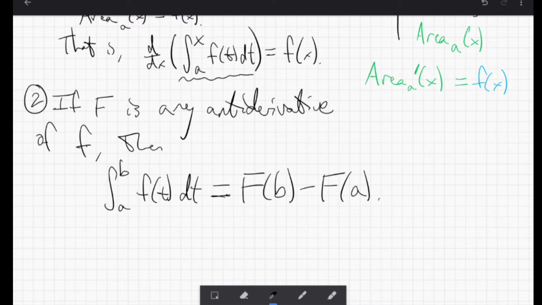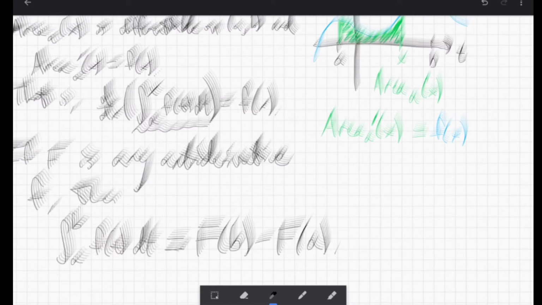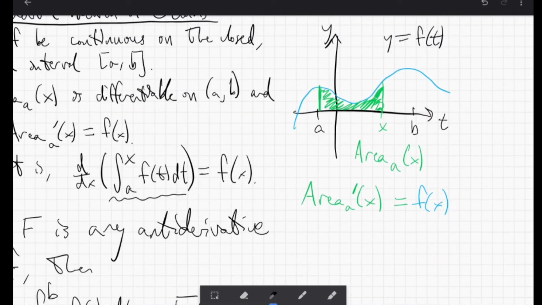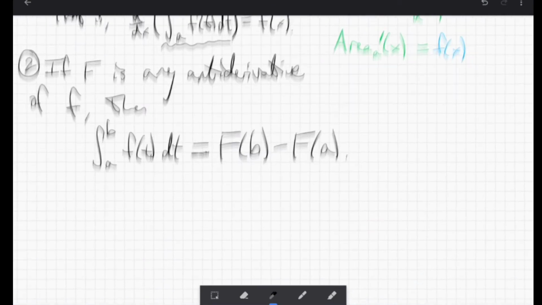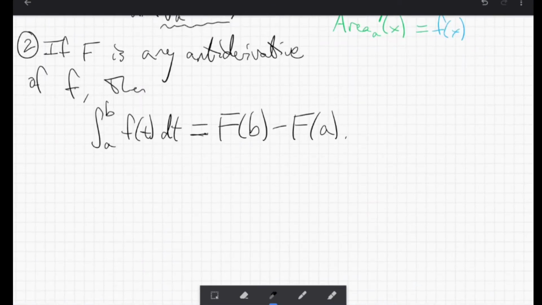So if I want to calculate that area under the curve, the signed area, all the way from a on the left to b on the right, then what I can do is find any antiderivative of this little f that I like, plug in b, plug in a, and subtract. It's a very useful theorem. We'll see that perhaps in some future examples.